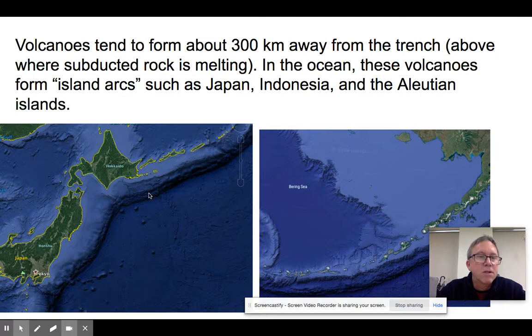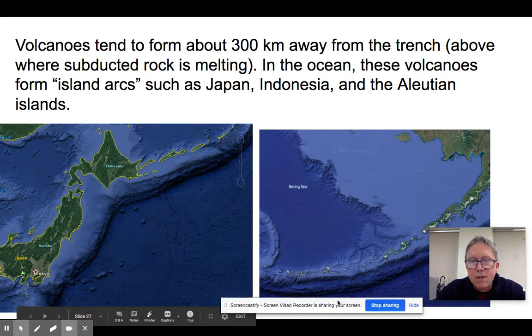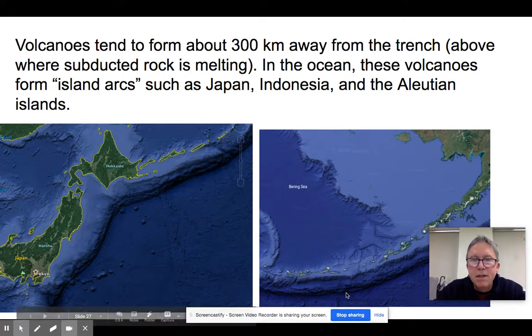So here's a trench in the Western Pacific. About 300 kilometers in the plunging direction, you have the islands of Japan. Here is a trench. I'll put this out of the way. This is the Aleutian Islands. Here's their trench. About 300 kilometers in the plunging direction, we get volcanic activity. The Aleutian Islands, in case you didn't know, are highly, highly volcanic.